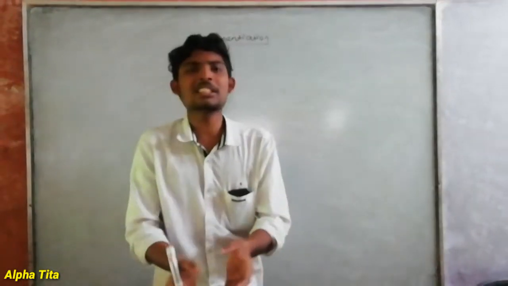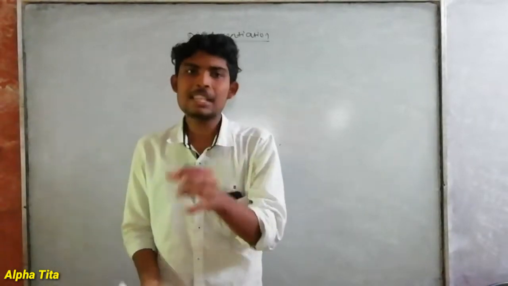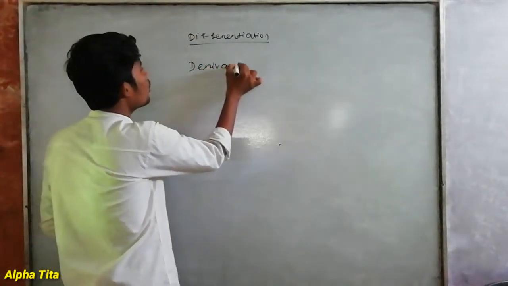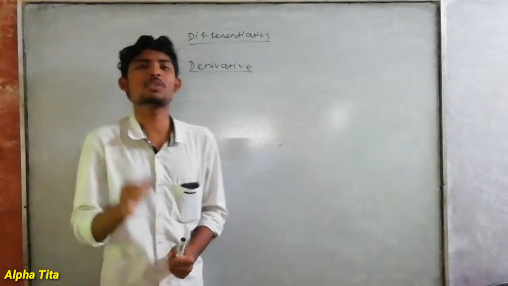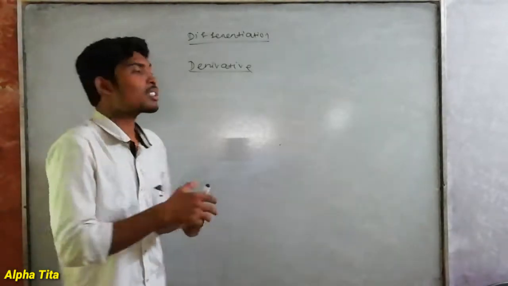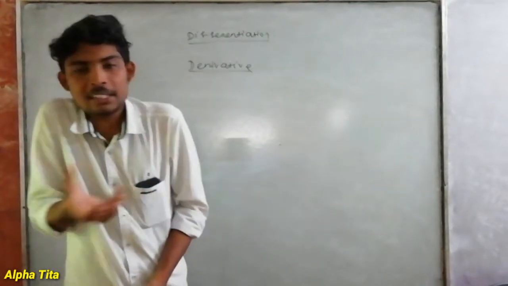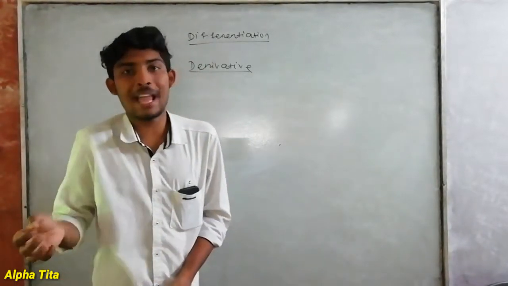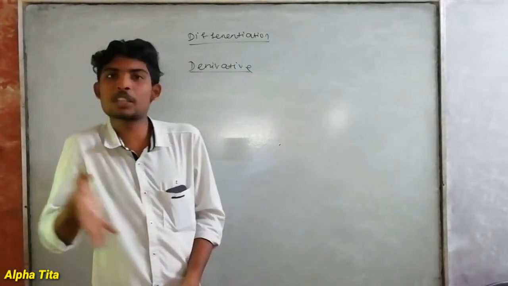To go to differentiation, you have to know what a derivative is. So what is a derivative? A derivative is one of the simplest easy things. The rate of change of a quantity y with respect to another quantity x is called the derivative of y with respect to x, or the differential coefficient of y with respect to x.